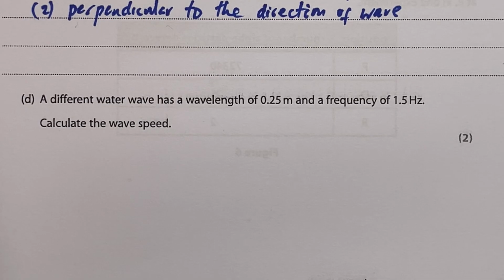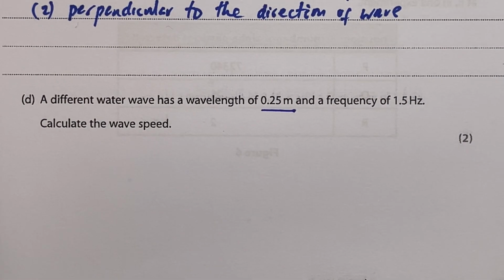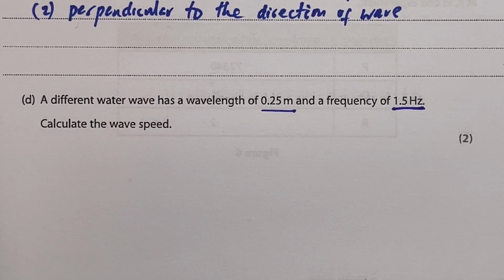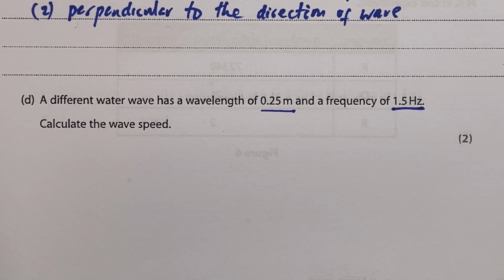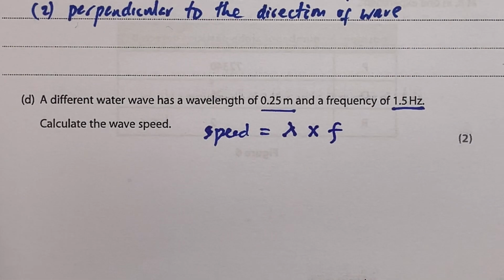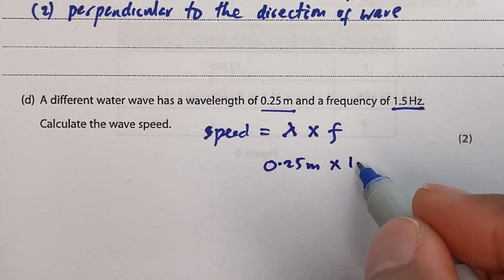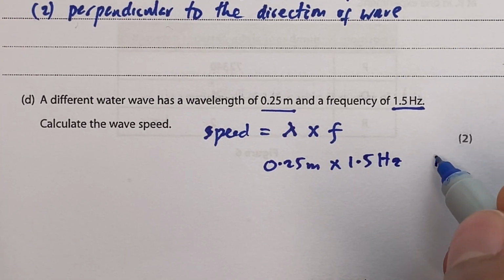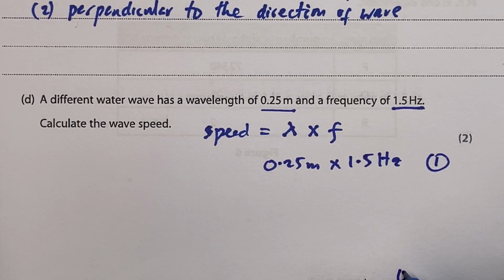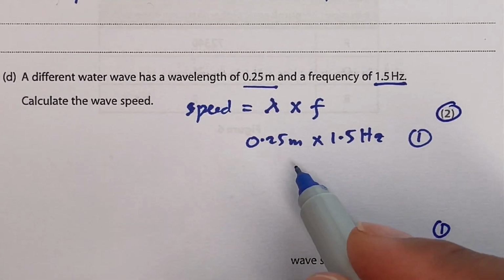Moving on. A different water wave has a wavelength of 0.25 meters and a frequency of 1.5 hertz. Calculate the wave speed. Now, the equation that we need to remember: wave speed is wavelength times frequency. So wavelength is 0.25 meters, frequency is 1.5 hertz. This is 1 mark. My answer would be 0.38. Okay, that gets me my 2 marks, and I've shown my working out.